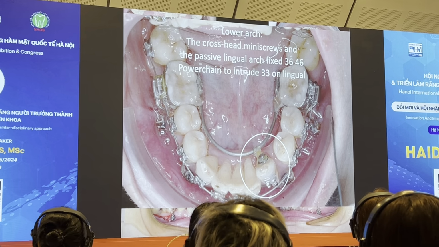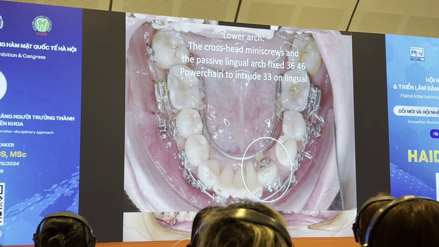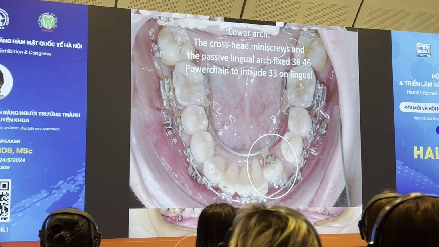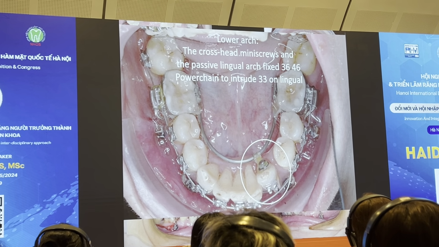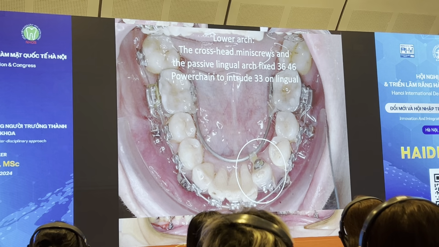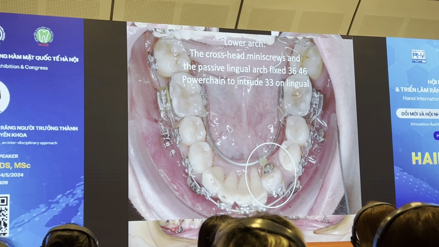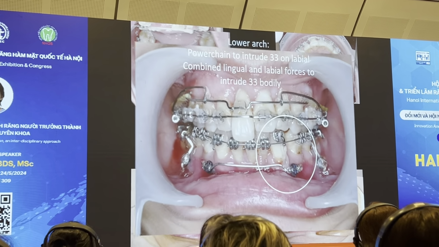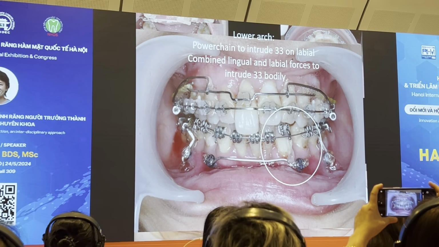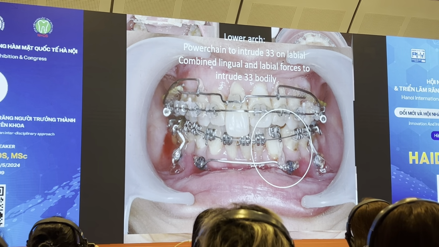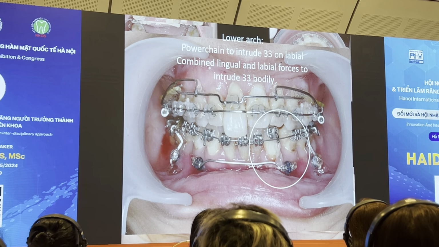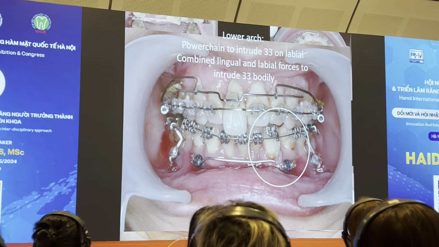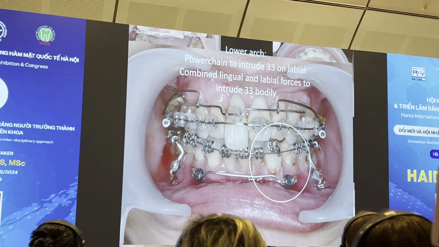The beta titanium 036 lingual arch, which was fixed by the mini screw at 3-6 and 4-6 region, was used as an anchor to intrude 3-3 on the lingual side with a power chain. And on the labial side, a power chain was used to intrude 3-3 at the same time with the mini screw anchorage. As the 3-3 was being intruded by both the lingual and labial forces, it should be intruded bodily.